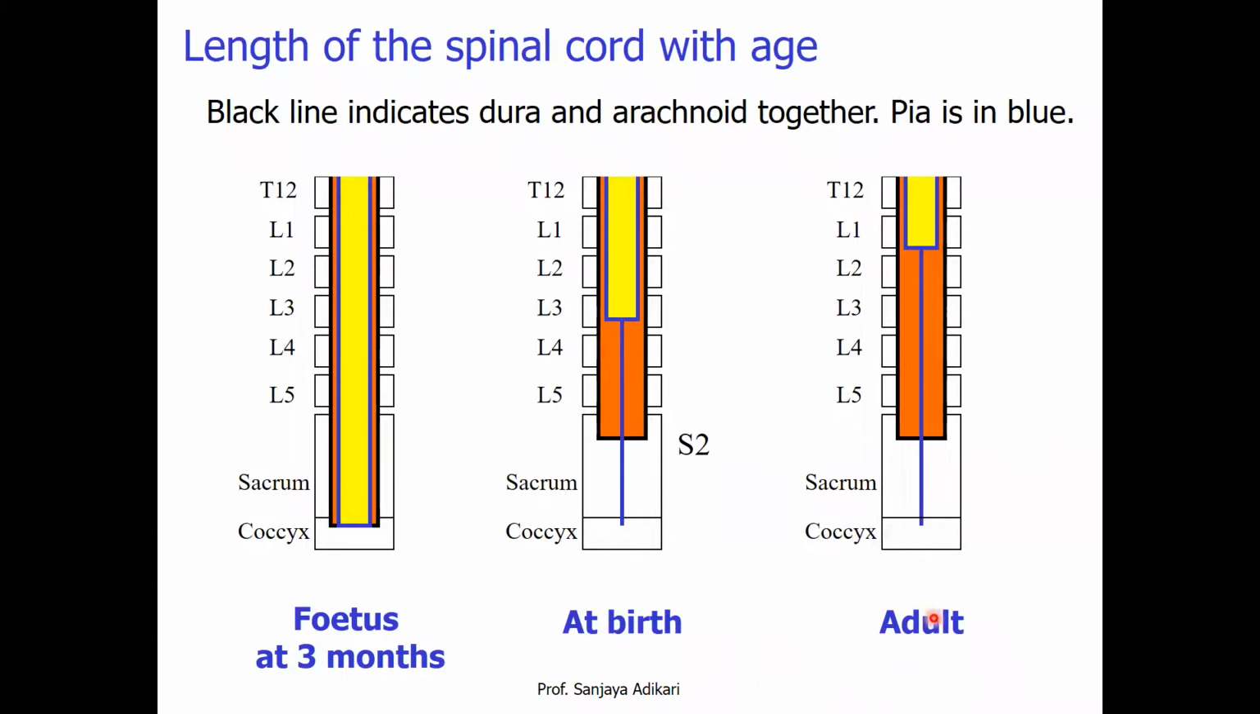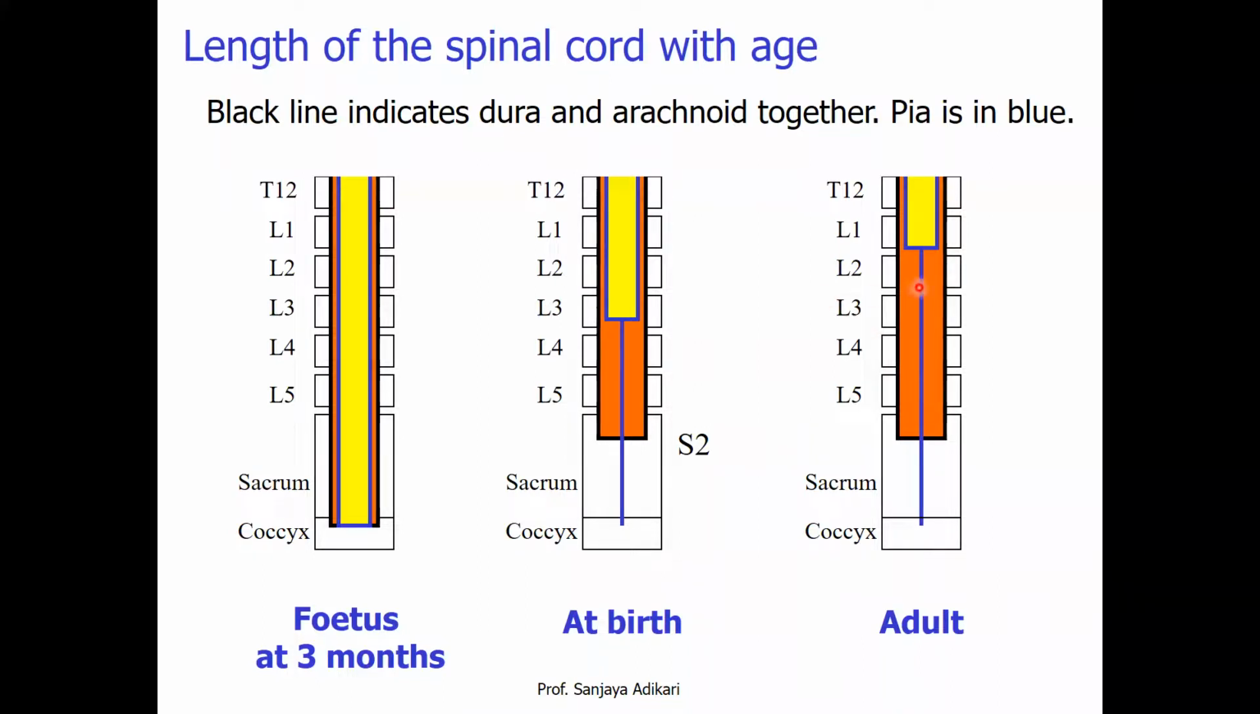Then in adult life, if you check the adult spinal cord level and the vertebral column, you can see that the lower limit of the spinal cord lies at the lower limit of the L1 vertebra. This is the adult picture. Now, in both the newborn and the adult, you can see this long extension of the subarachnoid space. This is less at birth, but in adults it's much more.